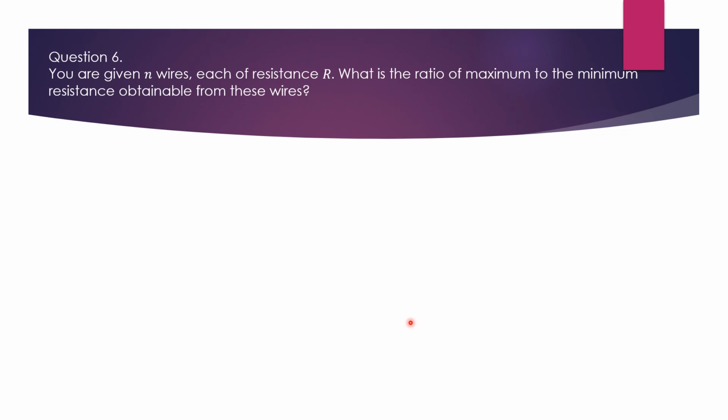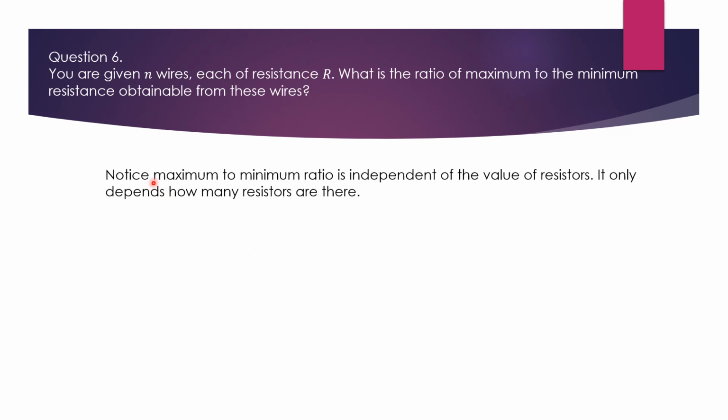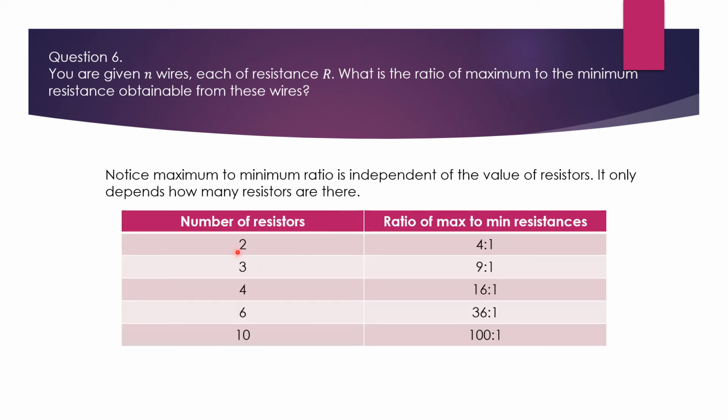Now remember and note that the maximum to minimum ratio is independent of the value of the resistors. It only depends on how many resistors there are. So if there are 2 resistors, the ratio will be 4 ratio 1. If there are 3 resistors, it is 9 ratio 1. If there are 4 resistors, 16 ratio 1. 6 is 36 ratio 1. If there are 10 resistors, it will be 100 ratio 1.